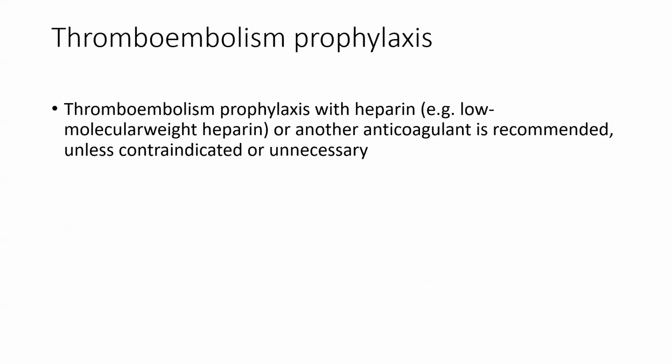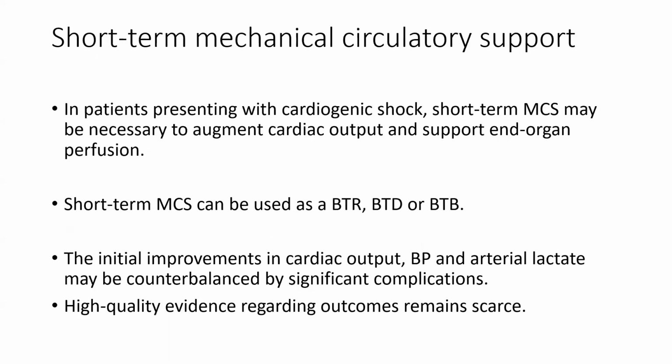Now about thromboembolism prophylaxis. Thromboembolism prophylaxis can be given in the form of heparin or low molecular weight heparin, and other anticoagulation is recommended unless contraindicated or unnecessary.